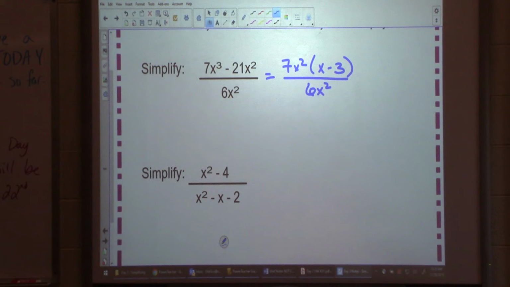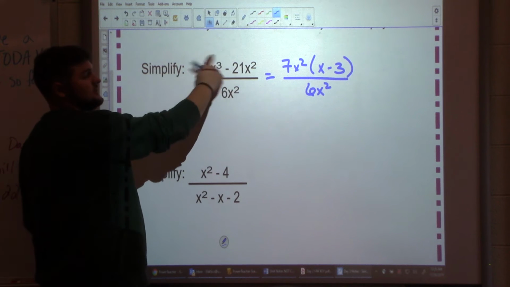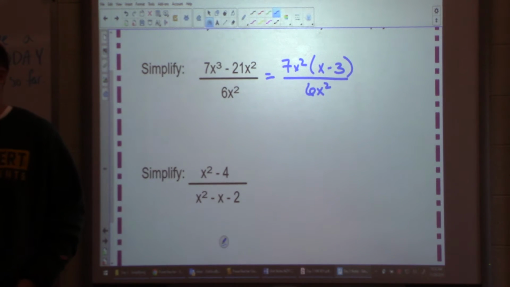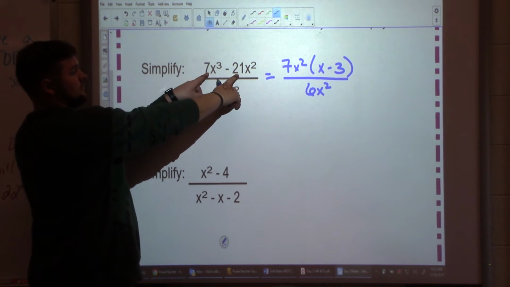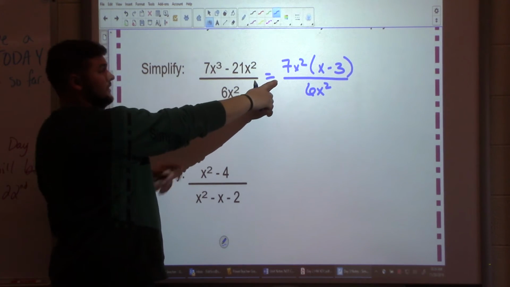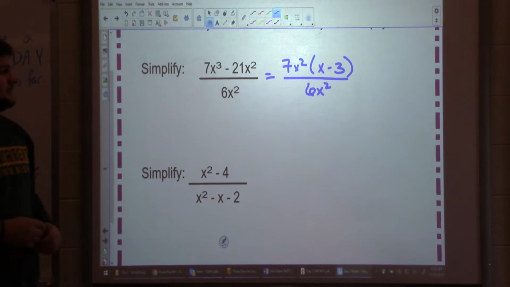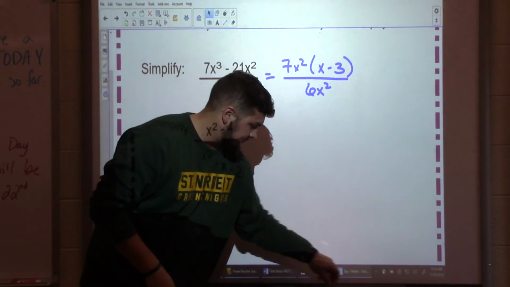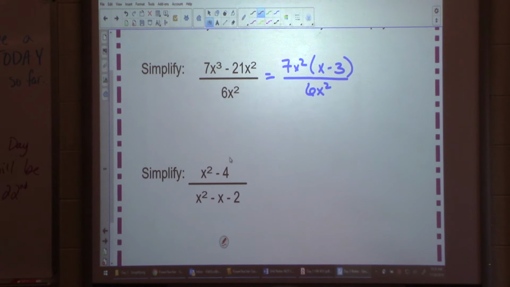Does everyone understand that part at least? Yes. Factoring out. So all we're doing here, Aiden, is we're factoring a GCF out of our numerator. So we want to get everything as factored as possible first before we start simplifying. So if I know out of 7 and 21 I can take a 7 out of both. I know out of x cubed and x squared, I take an x squared out. Alright, is there any like terms that I have in my numerator and denominator that I can simplify?